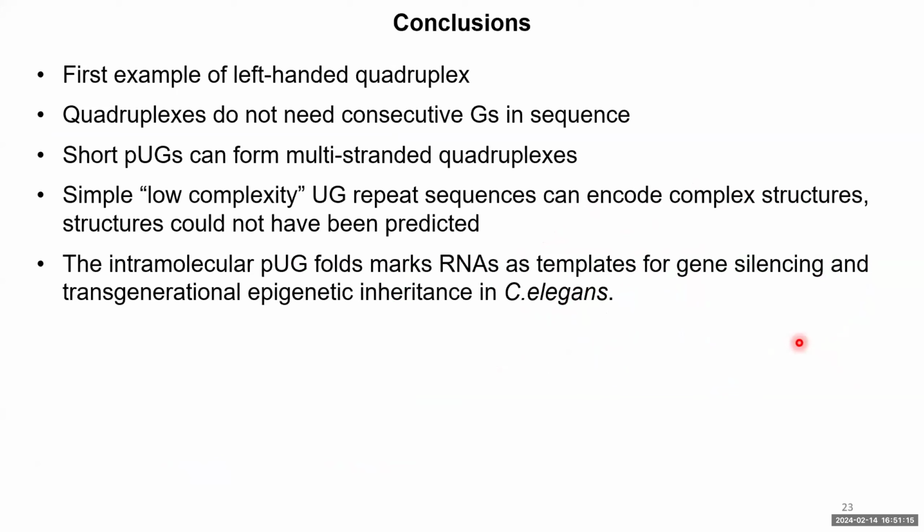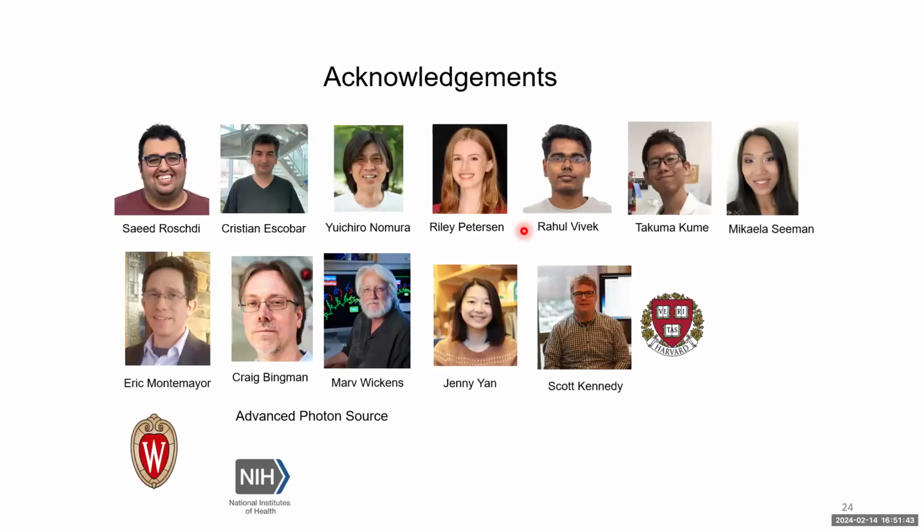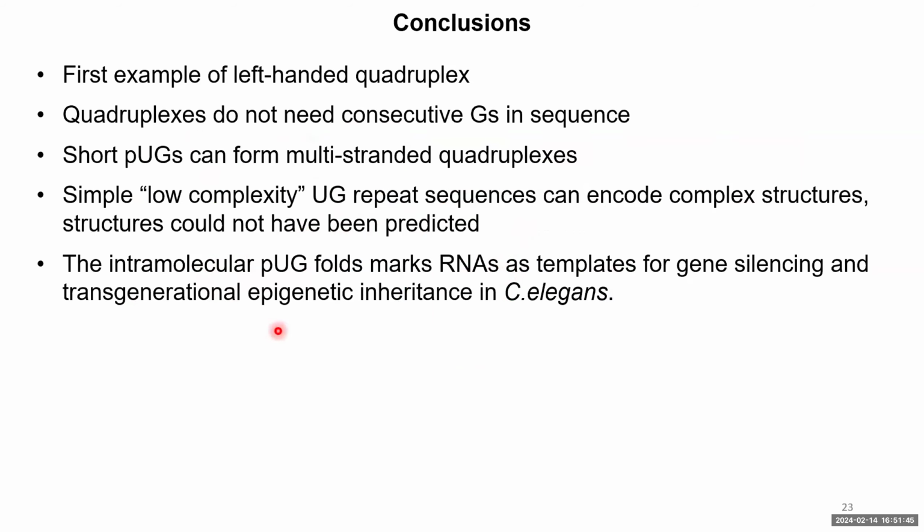I'd then like to discuss some of the conclusions we were able to make. This is the first example of a left-handed quadruplex. This also shows that quadruplexes don't need to be consecutive Gs, as had been previously predicted in the literature. We see that these short PUGs can form multi-stranded quadruplexes, and from these simple, low complexity UG repeat sequences, we can go to a variety of complex structures, and that the intramolecular PUG fold marks RNAs as templates for gene silencing.